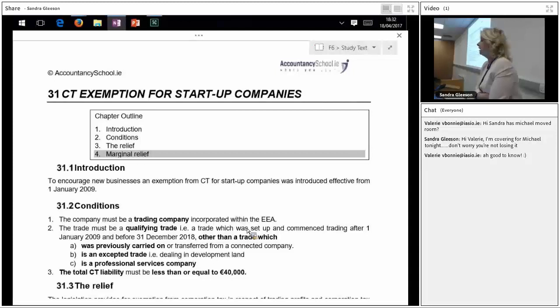To stimulate the economy, they needed people to invest, to start up companies, to start employing people, carrying on trading activity and so on. So what better way to do it than to give an exemption for brand new companies from corporation tax. So if the company commenced trading after 1st of January 2009, that's when it was first introduced. Think of 2008, the country was on its knees, and from 1st of January 2009 they said, right, let's introduce this exemption. And it wasn't going to be available for existing companies, so it had to be a brand new company incorporated on or after 1st of January 2009.